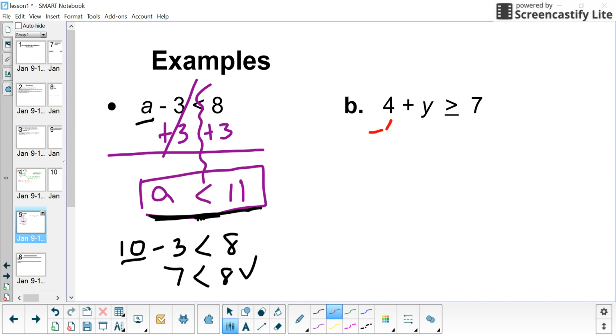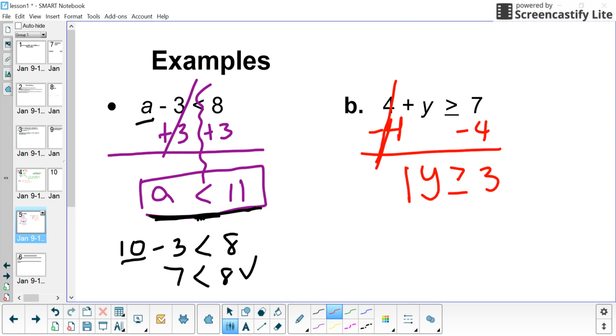My constant is 4, so I'm going to do the opposite. And now I'm left with y is greater than or equal to 3. So any value that's greater than or equal to 3 can be plugged in here. I'm going to plug in 10. 10 is technically greater than or equal to 3. So again, this is the check.